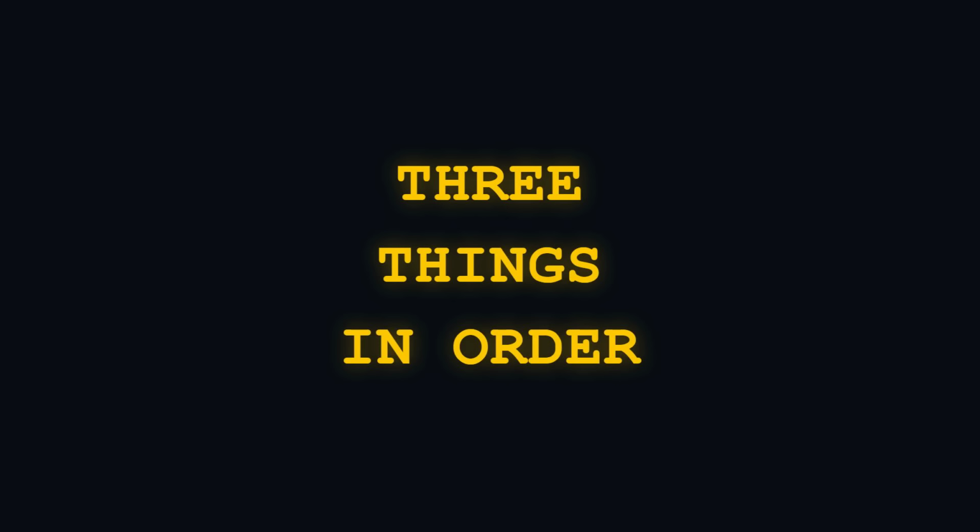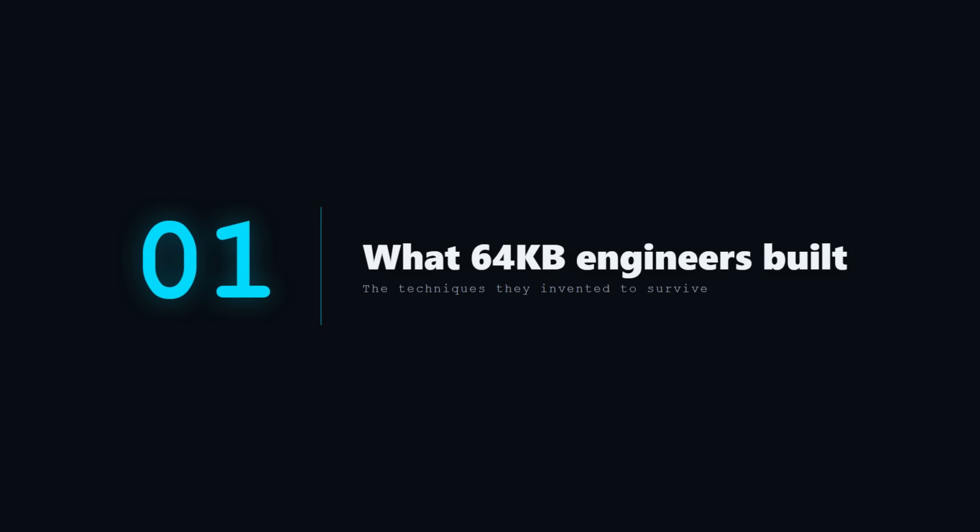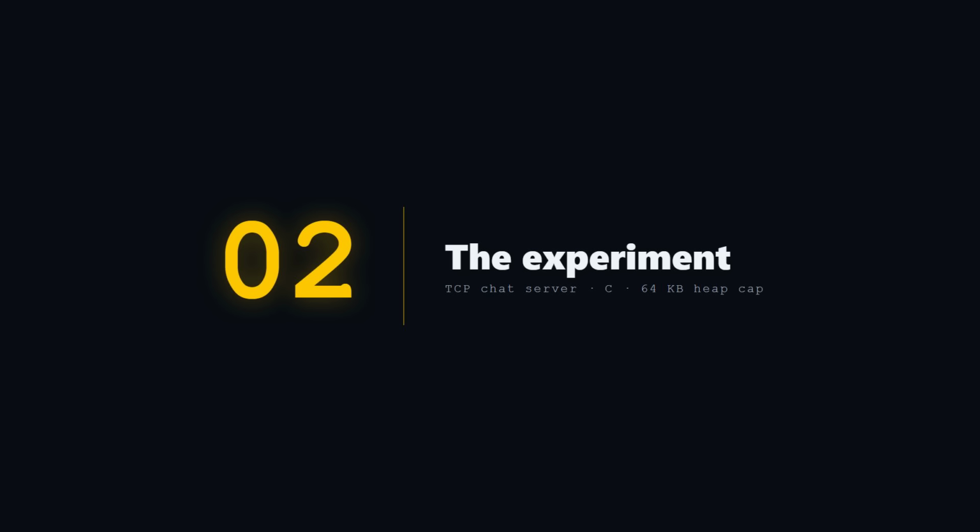Three things, in order. First, a short history of what engineers actually did when memory was the hard constraint, and the techniques they invented to survive it. Second, a live experiment. We're going to write a working TCP chat server in C with a 64 KB heap cap, and watch which modern habits die first.